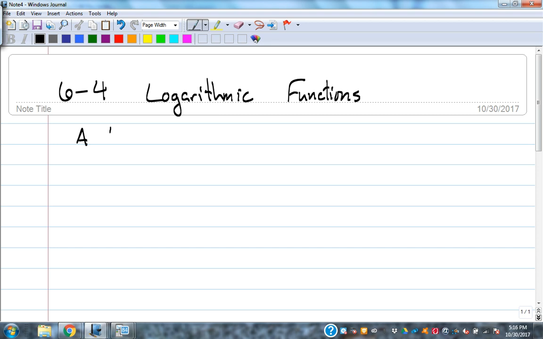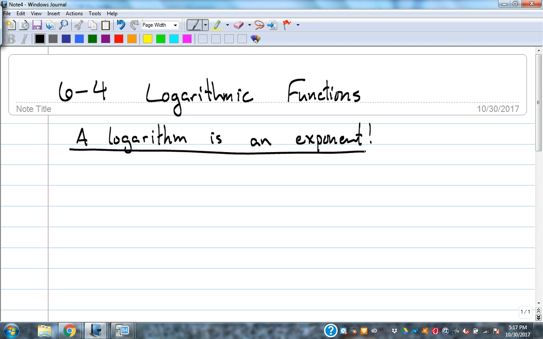But logarithms are exponents. That's what you got to remember. A logarithm is an exponent. Logarithms are exponents. That's what you got to know. Okay, so when we go to rewrite logs as exponentials, that's what we're going to do.